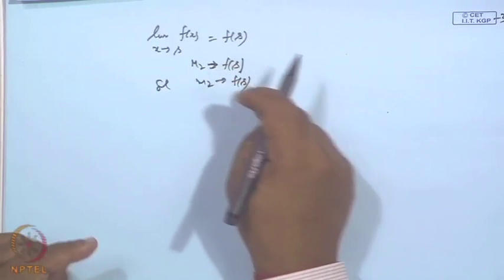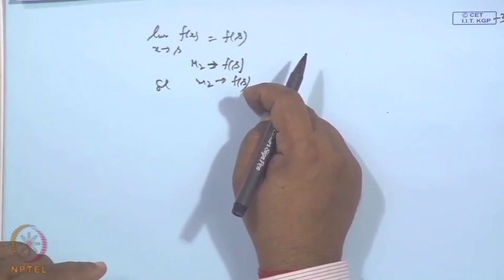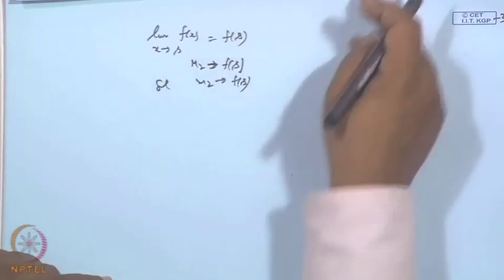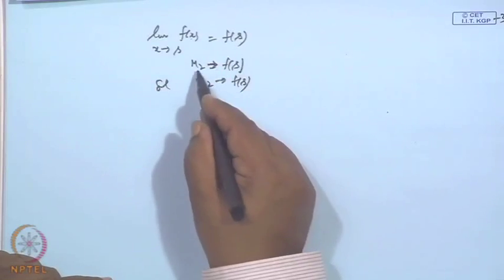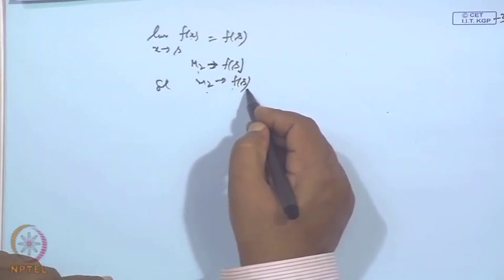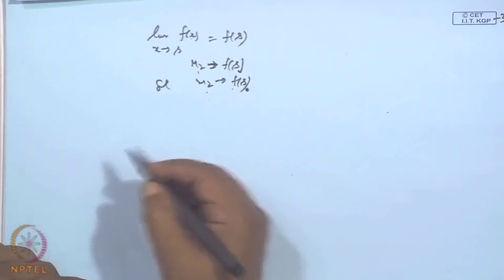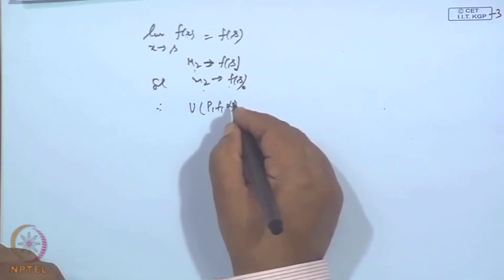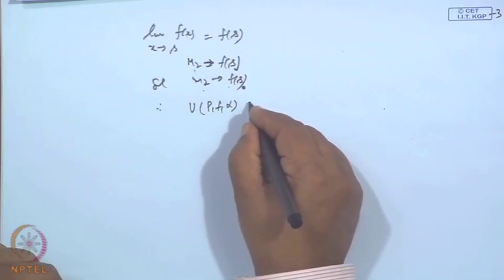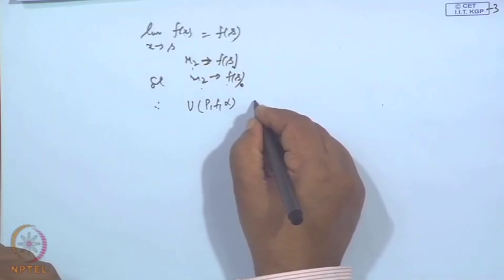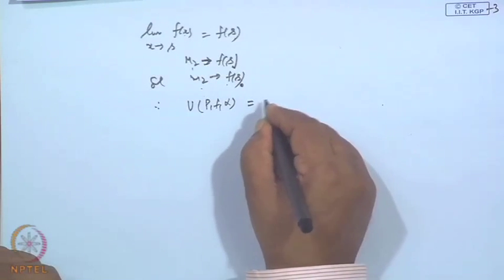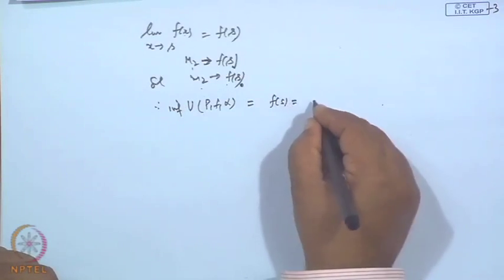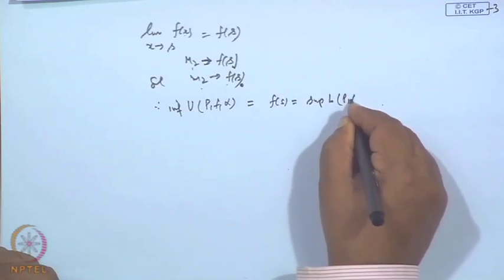So, both M 2 and small m 2 will go to f s, and because this is the largest value and smallest value, as x approaches s, this will go to f s. So, M 2 will approach f s, similarly small m 2 will approach f s. So, this shows that the limiting value, as x tends to s, is our f s, and that is the infimum of the upper sum, which is equal to the supremum of the lower sum of f with respect to alpha.